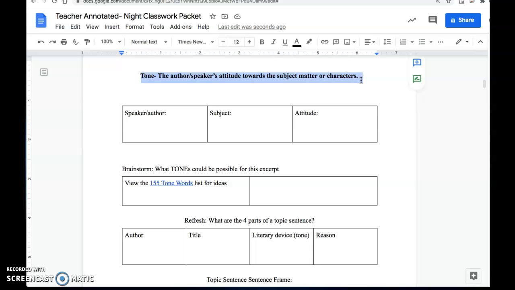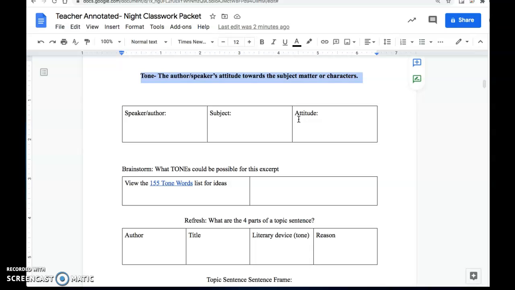or characters. So while we're reading this close read, we're going to need to determine who's the speaker or the author, what subject are they talking about, and how do they feel about it. That's going to give us our tone. We've done tone together a little bit before Thanksgiving break. You guys made a playlist, right, where you decided what song you would listen to before a really big basketball game. You decided what you would listen to when you were relaxing on the beach, and you described why.